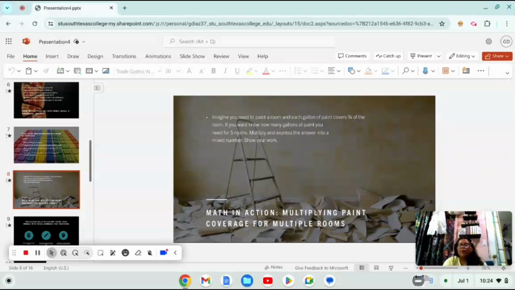So we're saying that 15/4 represents the total amount of paint needed in terms of gallons. Now let's express this answer as a mixed number. Convert 15/4 into a mixed number, meaning 15 divided by 4 equals 3 remainder 3, which converts to 3 3/4. This means you need 3 whole gallons and 3/4 of another gallon to paint 5 rooms, considering each gallon covers 3/4 of a room.